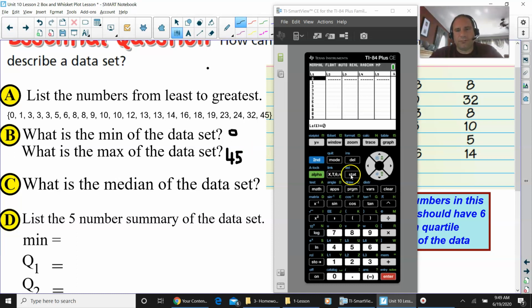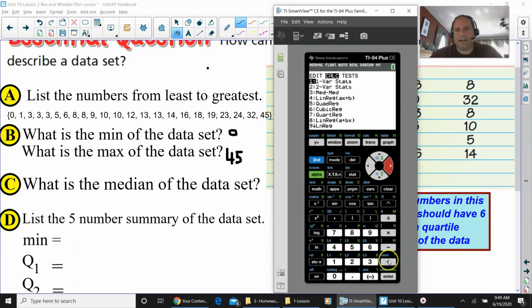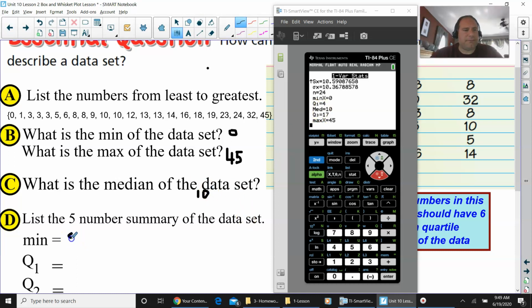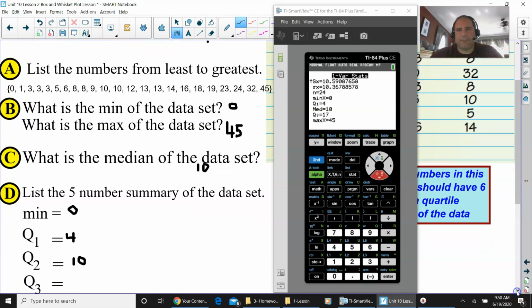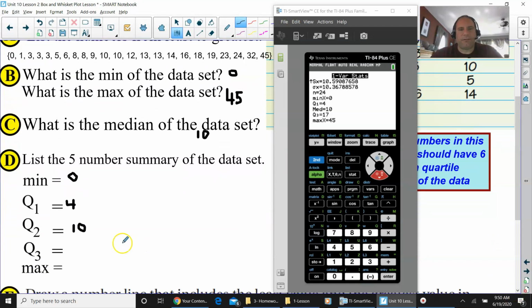Well, I'm going to go to Stat, Calc, one variable stats. I'm on list number 1, and there it is. Min is 0. My max is 45. My median is 10 of the data set. My 5-number summary is right here. So the min is 0. The quartile 1 is 4. Quartile 2, which is the median, is 10. And my quartile 3 is 17. My max is 45.